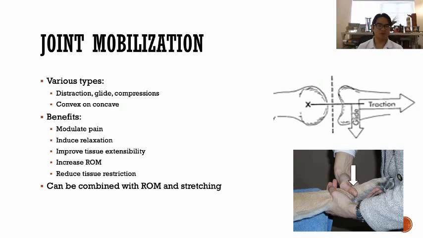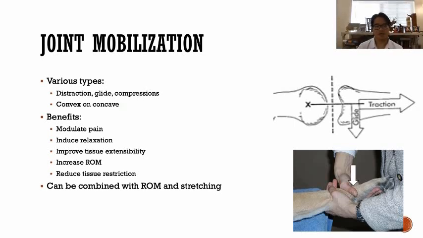You also need to know the principles of convex and concave when you're doing gliding, right? So remember that if it is a concave surface and you glide, the joint is going to move in the same direction. If you're using a convex surface, again, when you glide, you're going to glide in the opposite direction. The benefits of using joint mobilizations include moderating pain, especially if you want to use it for pain control, you want to use grade 1 and grade 2.